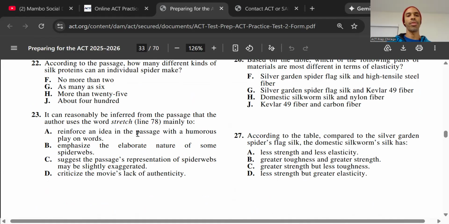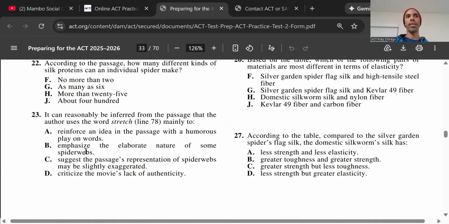I think it was reinforcing the idea in the passage, humans playing on words, not too far of a stretch. The whole idea with spiders was stretching, but they weren't using stretch to mean stretching the actual web. They're talking about stretch meaning a reach, like this idea is not too far-fetched, right? So I think it was a reinforcement of the idea in the passage, the humans' play on words. I think it was A.